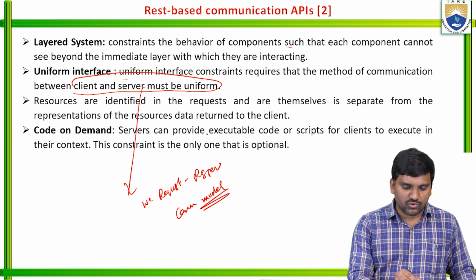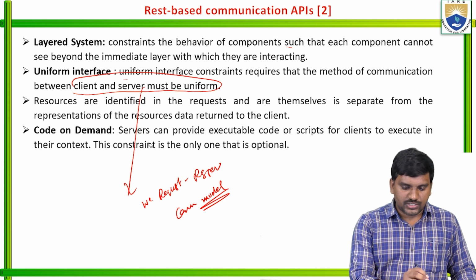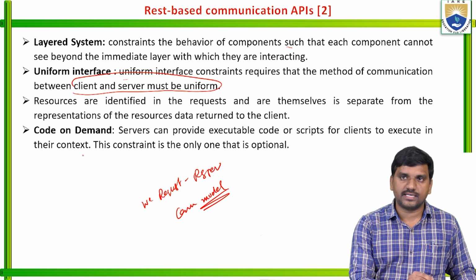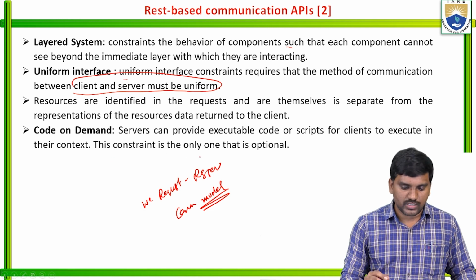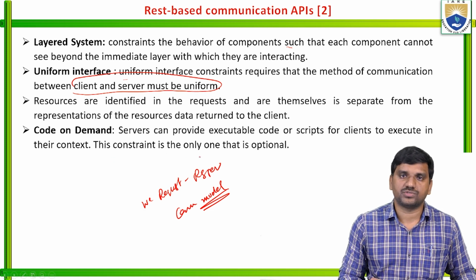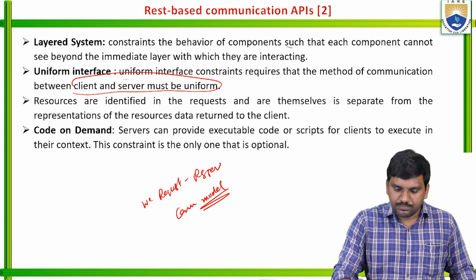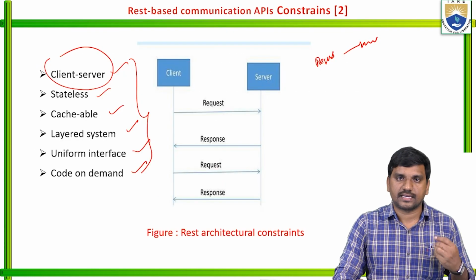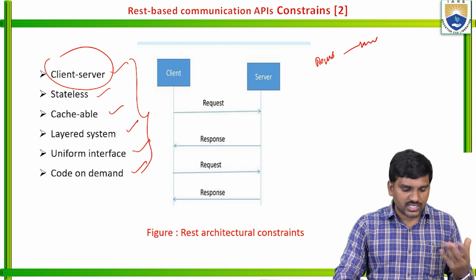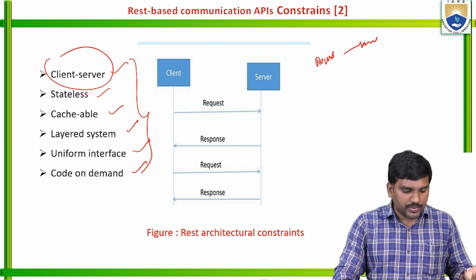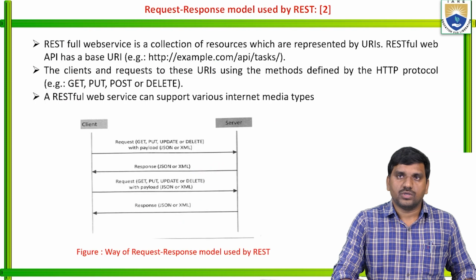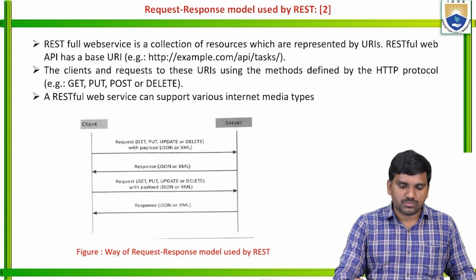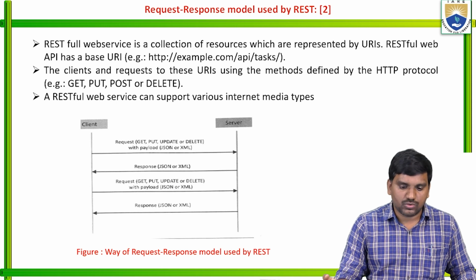Next, code on demand. The server can provide executable code or script for the client to execute in their context. This constraint is the only one that is optional. So these are the constraints of REST-based communication APIs: client server, stateless, cacheable, layered system, uniform interface, and code on demand. Next, move on to the request response model of the REST protocol.